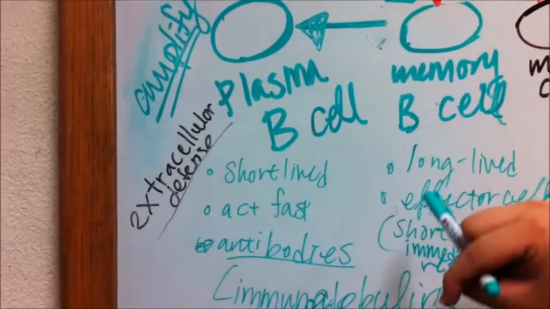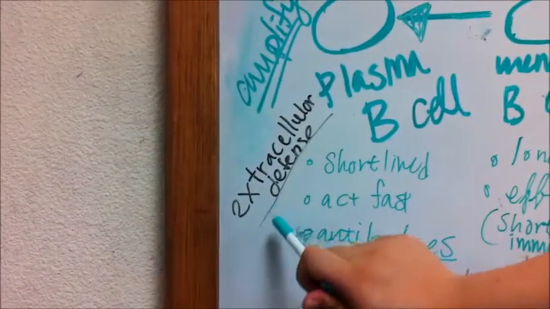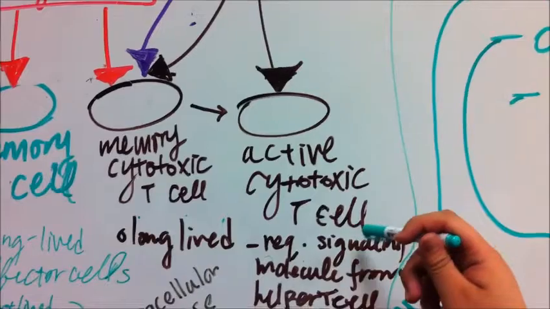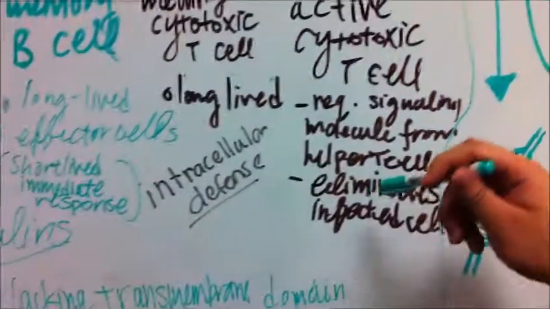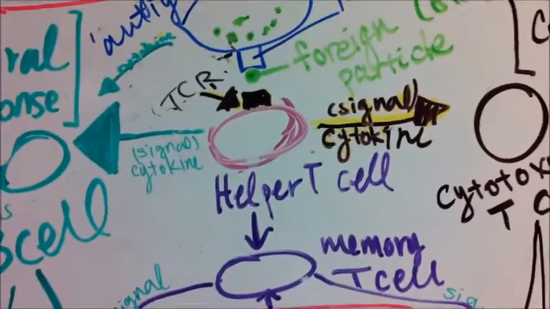So everything the plasma B cell and the memory B cells produce is part of the humoral response, which is the extracellular defense. Meanwhile, the memory cytotoxic T cell and the active cytotoxic T cell are all part of the cell-mediated response, which is intracellular defense. But now let's think about it. Our immune system is about recognition and memory.